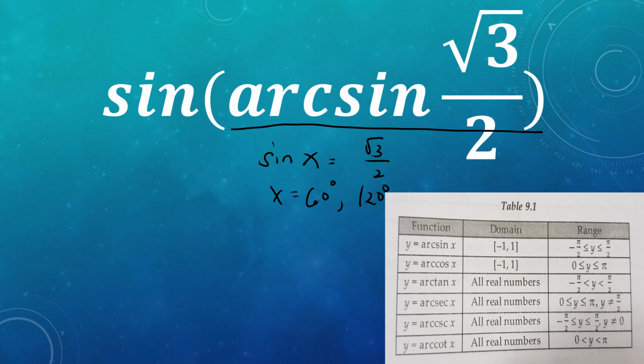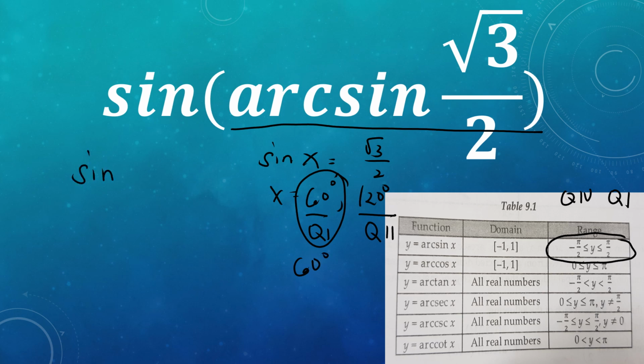Like what I told you, we're going to take a look at our range for sine. Our range falls in quadrant 4 and quadrant 1. 60 degrees falls in quadrant 1, while 120 degrees falls in quadrant 2. Therefore, the only angle measure that will satisfy the range is 60 degrees. So let's bring down sine, and substitute 60 degrees. Sine 60 degrees is equal to square root of 3 over 2.